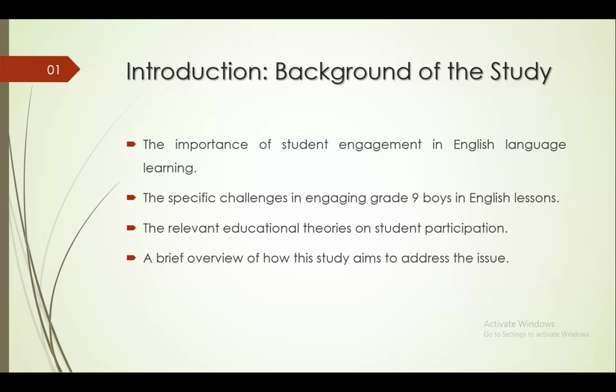Educational theories emphasize the importance of active learning and student-centered approaches in improving engagement. For example, Vygotsky's social learning theory highlights the role of social interaction in learning, suggesting that students participate more actively when they collaborate with peers. By understanding this theory, teachers can implement more engaging strategies to encourage participation.